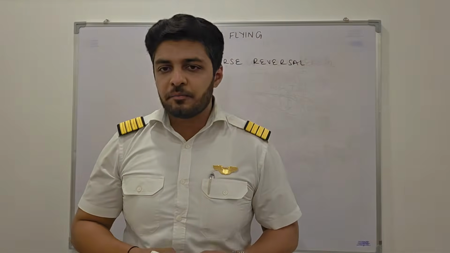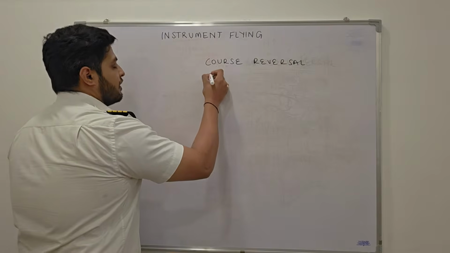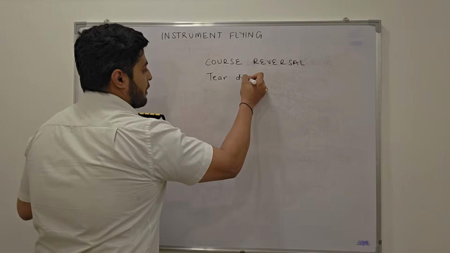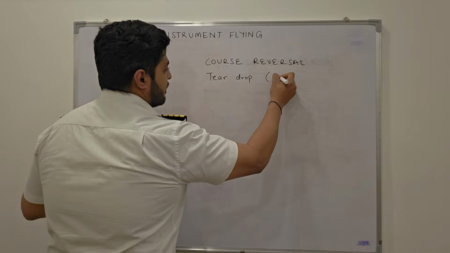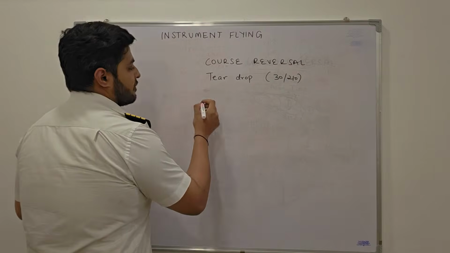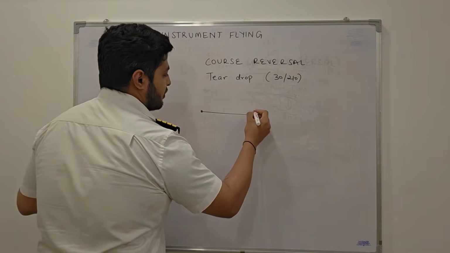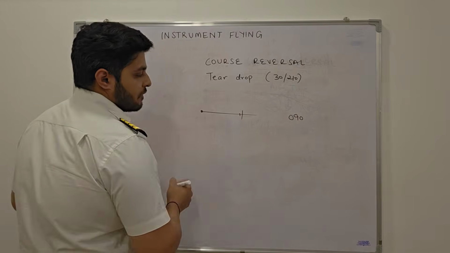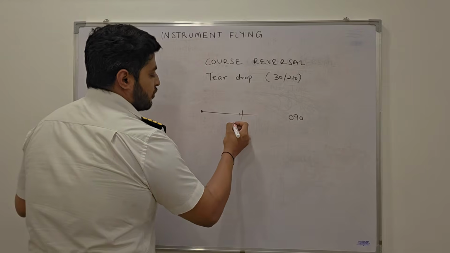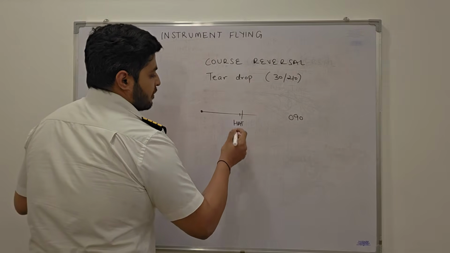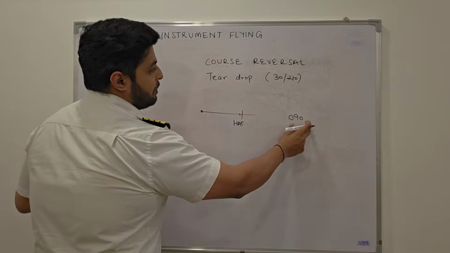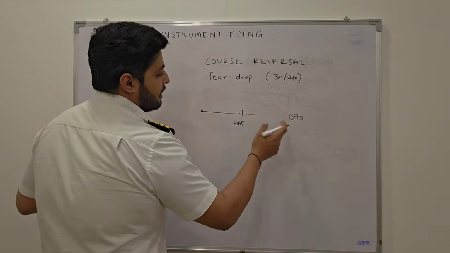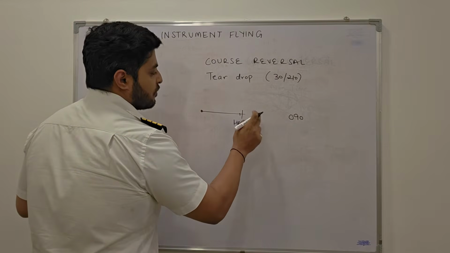Now I'll teach you time-based course reversal, which is commonly first teardrop, or also known as 30 to 10. For example, if I'm going outbound again on a radial of 090, two miles prior I have to carry out my hat checks. So heading will be set to now 90 plus 30 or minus 30, depending if I'm turning right or left. So for example, I'm turning right in this case, so I'll set my heading to 120.